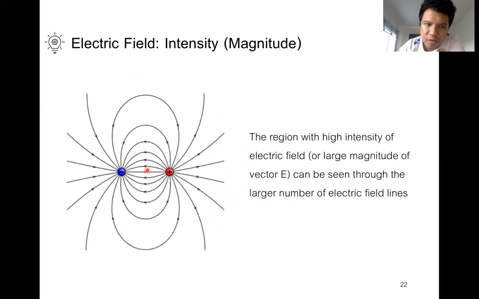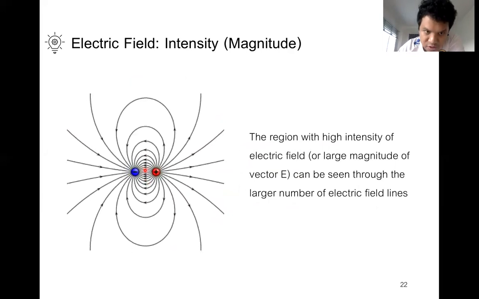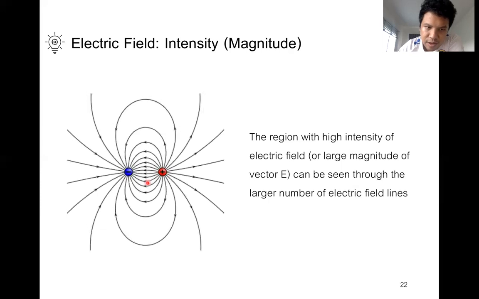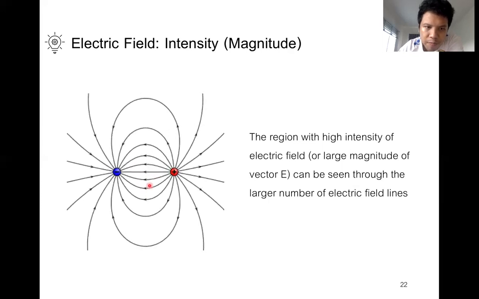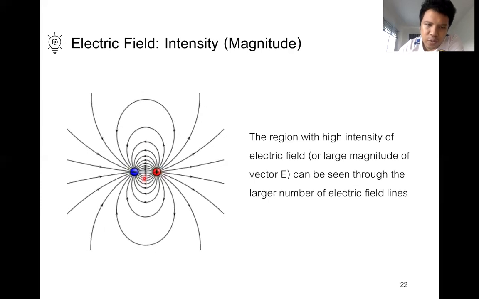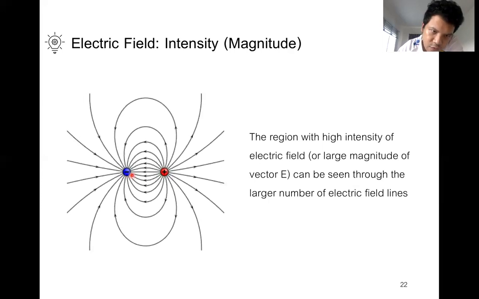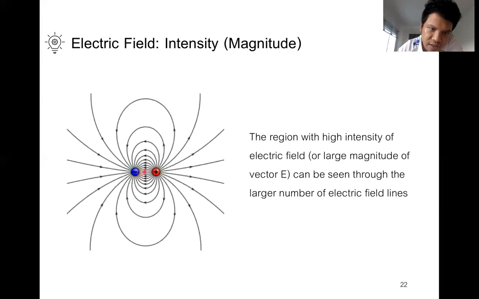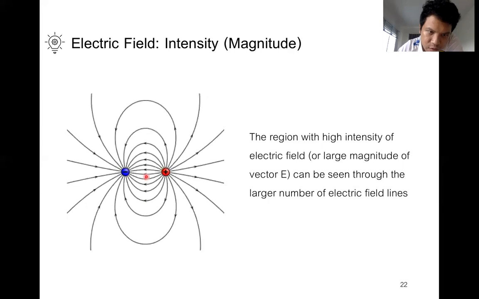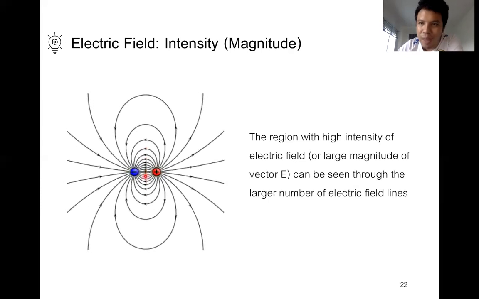But if we look at the position between the positive charge and negative charge, there is going to be a strong, high intensity electric field between them. And if we bring the positive and negative charge closer, you can see that the intensity, or the number of electric field lines, becomes high.